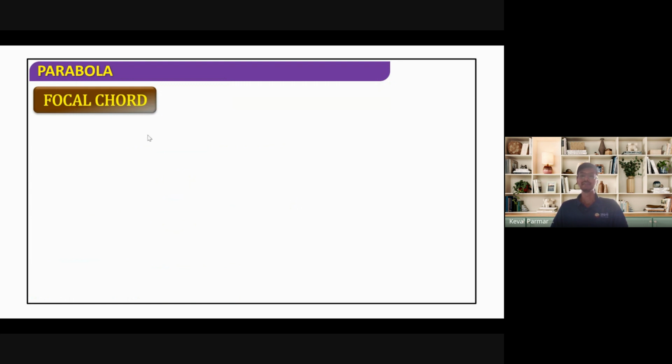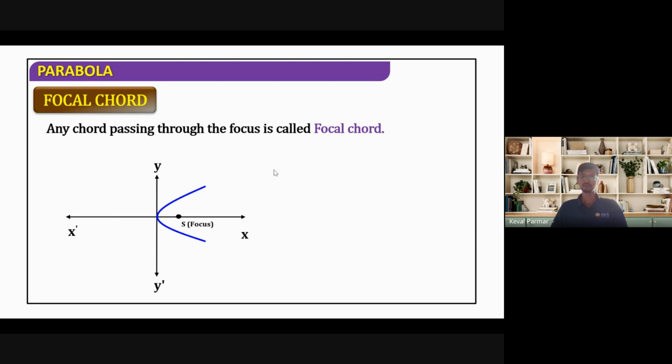Focal chord, a very, very important definition. Please pay attention. Any chord passing through focus is called a focal chord. Definition is very simple, but the questions on focal chord are asked many times. So let's say again we see the parabola. This is the focus. If a line segment passes through the focus, it's called a focal chord. As you can see, this is the focal chord.